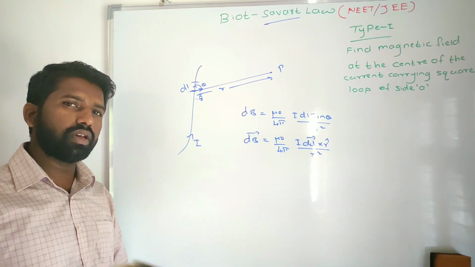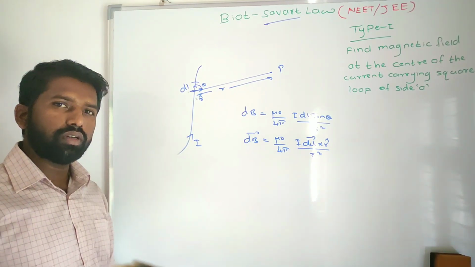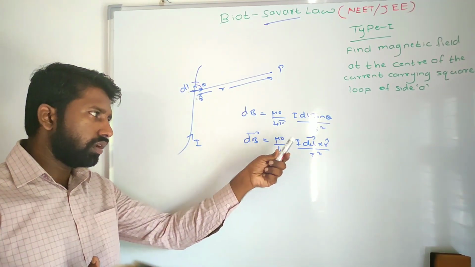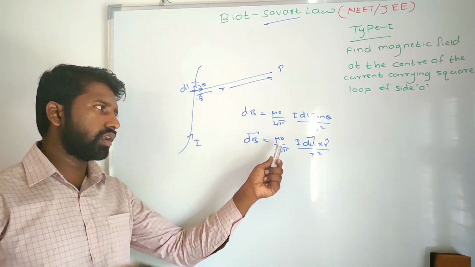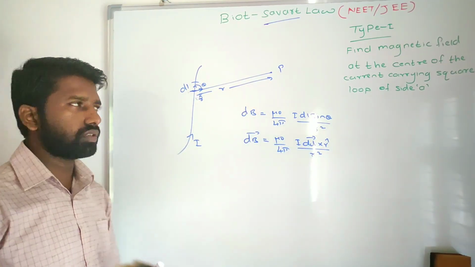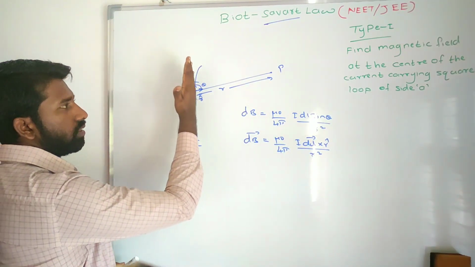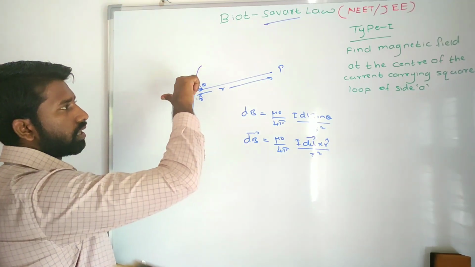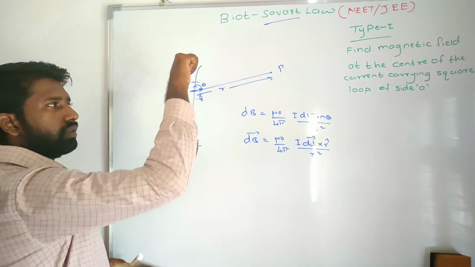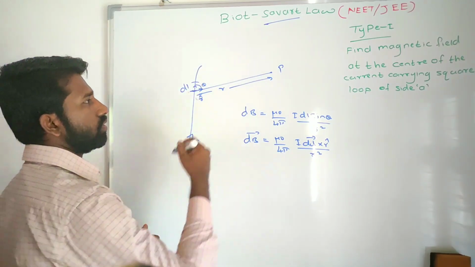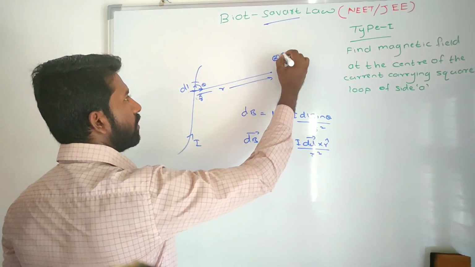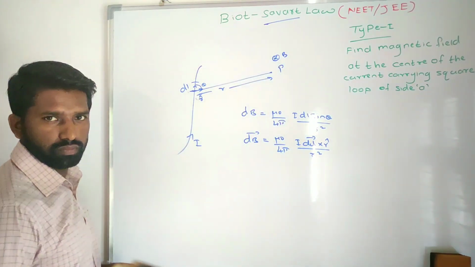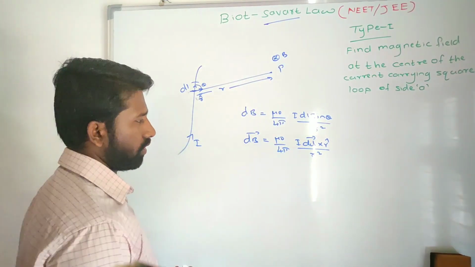How will you apply the right hand rule? You place your right hand in the direction of the first vector and curl towards the next vector. That means I place my right hand in the direction of dl and curl towards the r direction. Then I will get the magnetic field going into the plane. That means here the magnetic field is like this. This is the magnetic field direction. Clear?